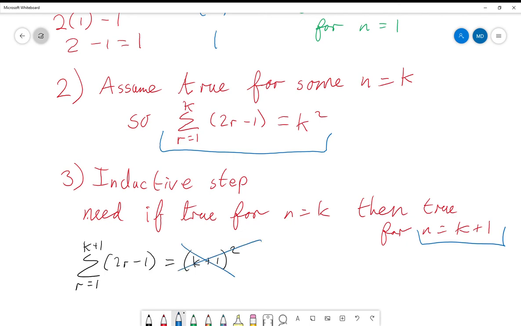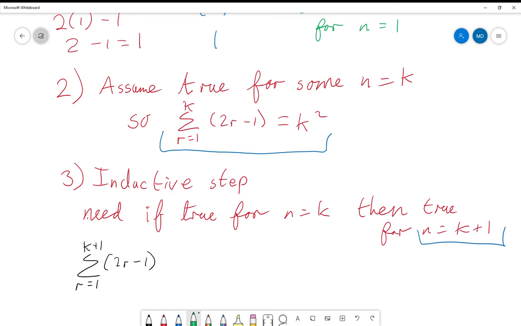We cannot say that because that's what we need to prove. We have that if we sum to k, it's equal to k squared, but we need to prove that. So we have to actually treat this as a different thing. Now, there is a very simple rule from addition.